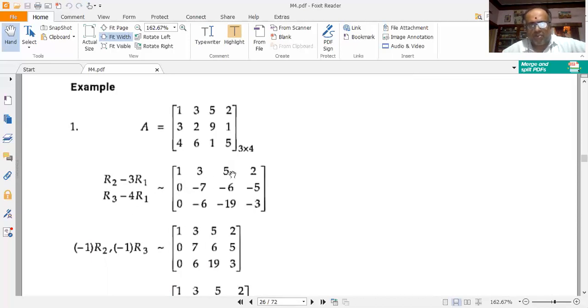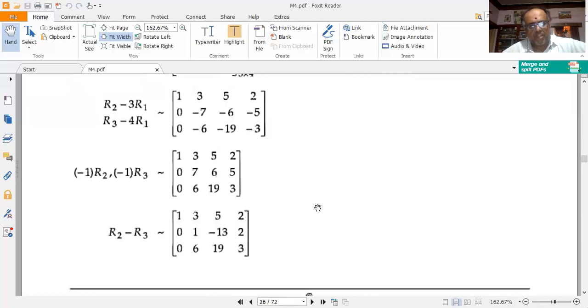So the first row is going to be kept intact, whereas the second and the third rows' elements are going to get changed after the application of these elementary row transformations: R2 minus 3R1 and R3 minus 4R1. So I get 0, minus 7, minus 6, minus 5, 0, minus 6, minus 19, minus 3.